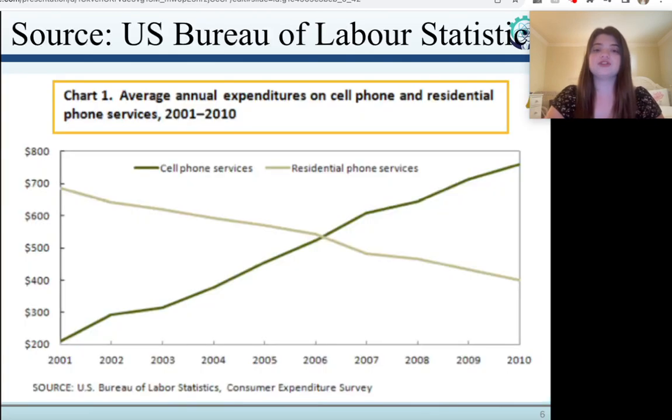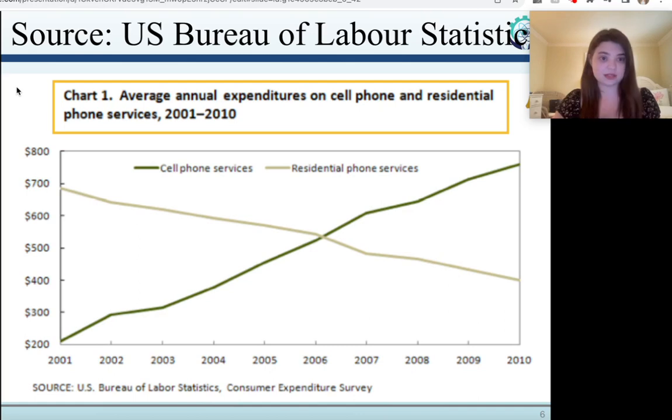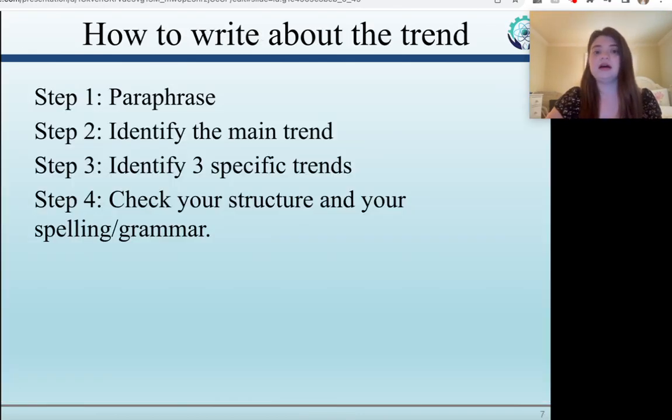Okay, so now we're actually going to take a look at an example. This is from the US Bureau of Labor Statistics, okay? And this is a chart where it shows the average annual expenditures on cell phone and residential phone services from 2001 to 2010. And basically, our task, this is task one, by the way. This is an example of something you could get for task one. How we're going to write about this trend, we first must paraphrase, then identify the trend, then identify three specific trends, and then check our spelling and grammar and structure. Okay.